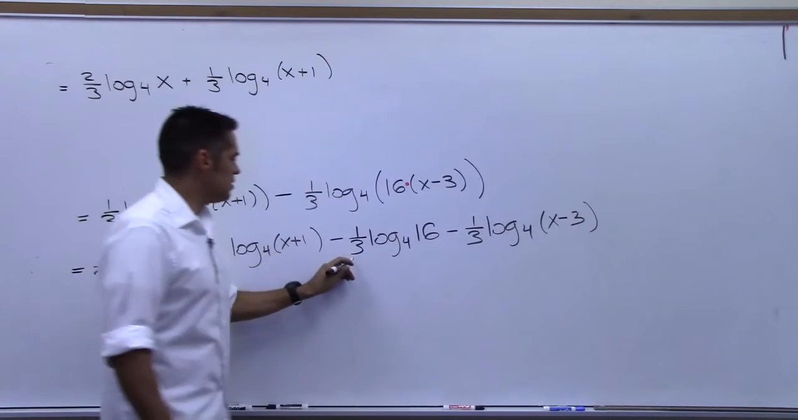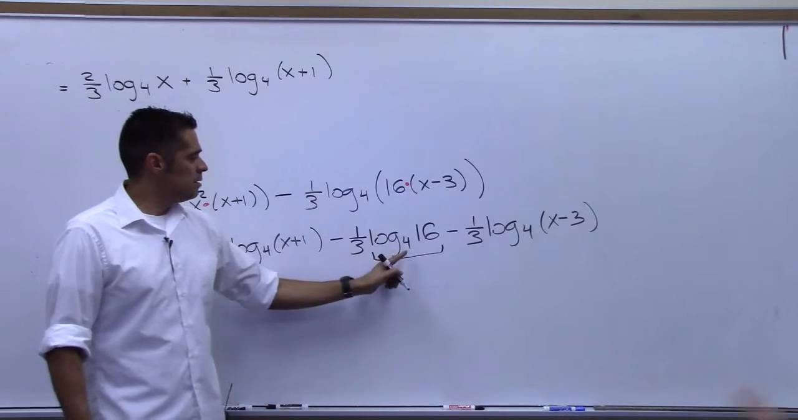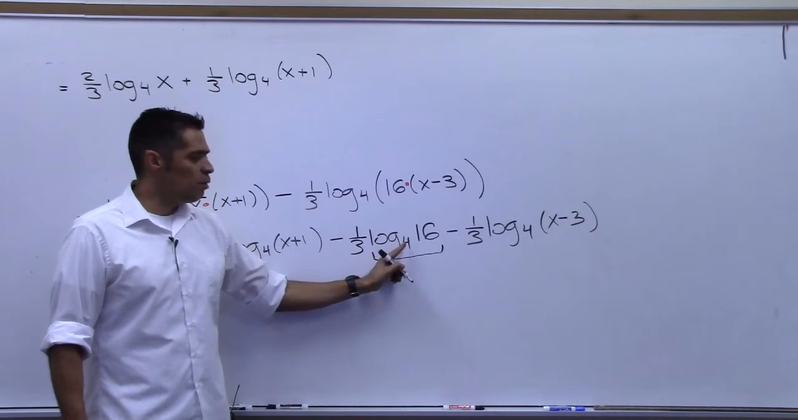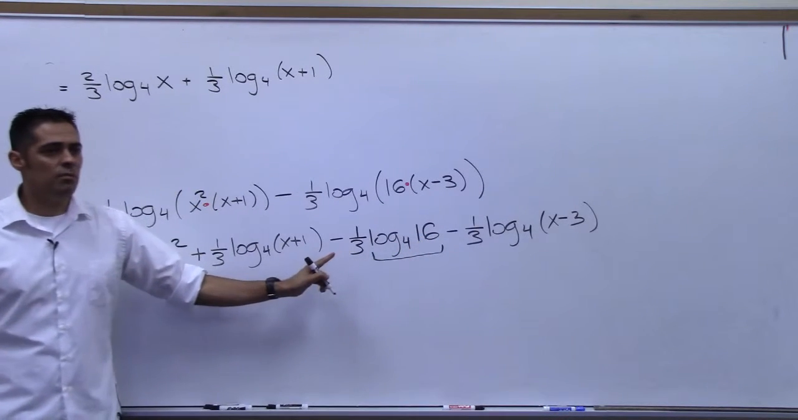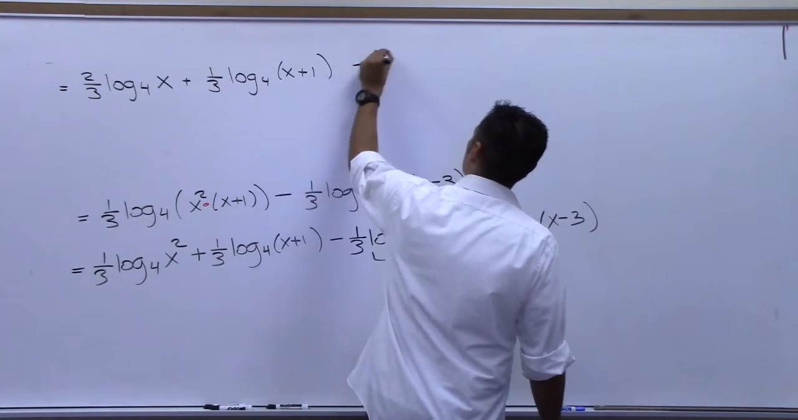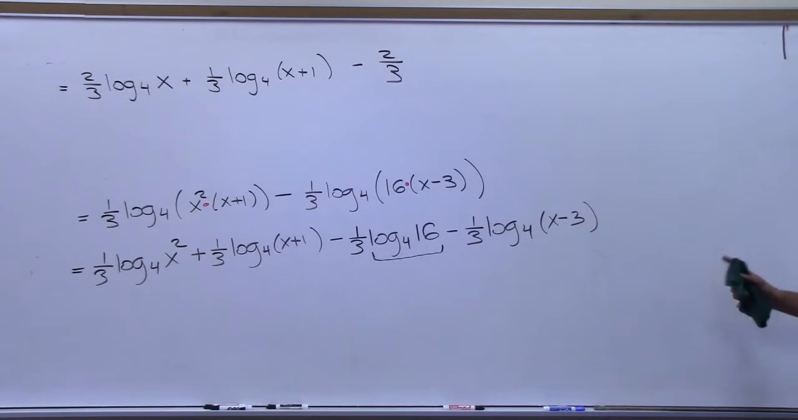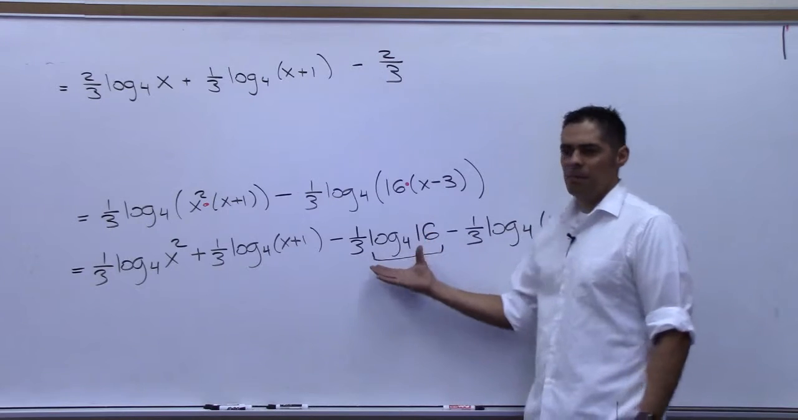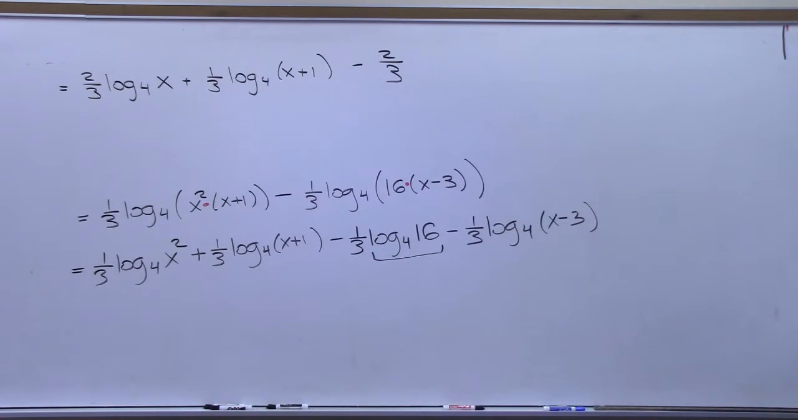This is the one you were talking about. This right here is an actual number. What's this saying? 4 to what power? 16? 2. 2 times negative 1/3 is negative 2/3. So that just turns into negative 2/3. When I do these expanding of logs, I always like to put one of them that's going to be a number, just so you're recognizing it when you see it.